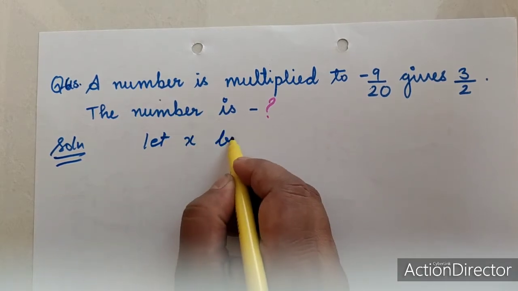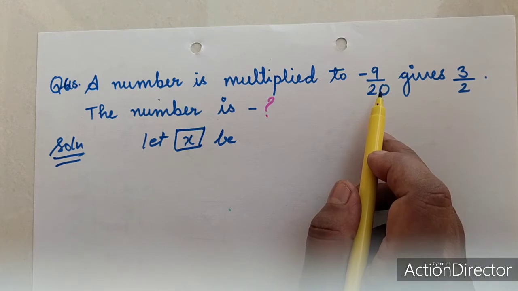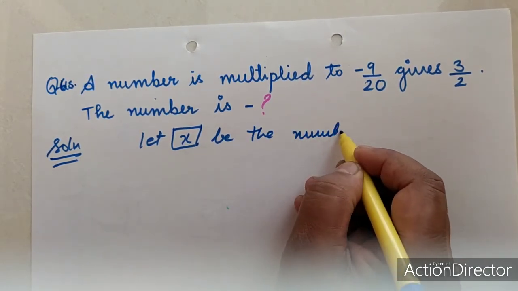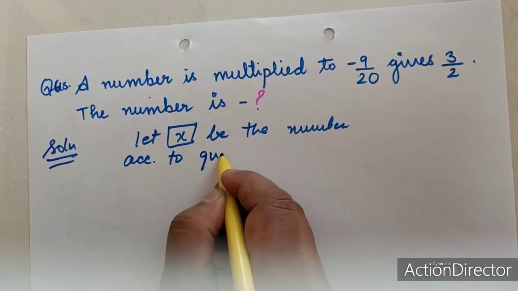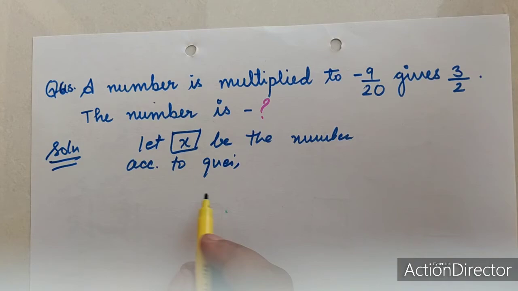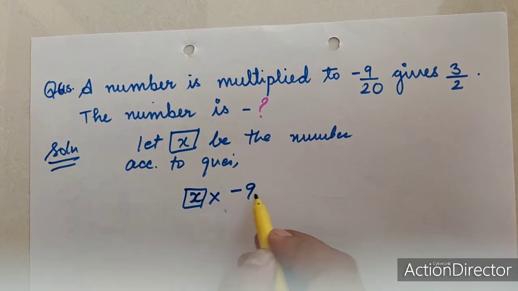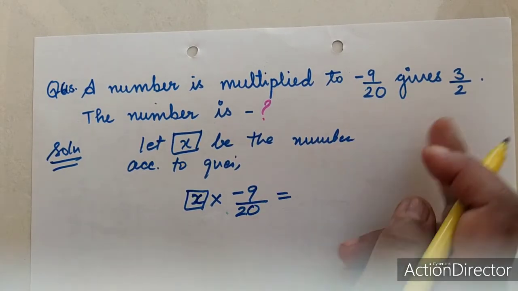Let x be that number. Which number? The number which we are going to multiply with minus 9 by 20. Let x be the number. After that we have to write according to the question or condition. You can write: x is multiplying. This is x, which we are going to multiply with minus 9 by 20 gives 3 by 2.